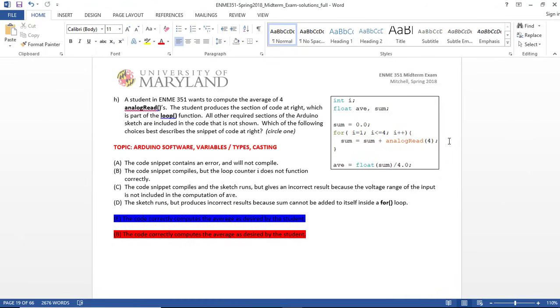This is effectively doing what's called a running average or a moving average, so basically digital filtering in terms of code, although we'll get into that later in the semester. But here the student's trying to compute the average of 4 analog reads, and in fact there is nothing wrong with this code, right? So this code will correctly compute the average as desired by the student.